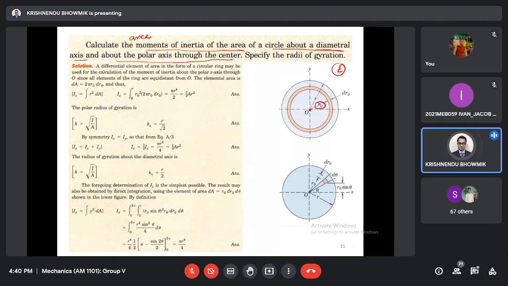So this is the diameter, this is the axis. It is told there are two axes, x and y, and the polar axis, three axes basically.